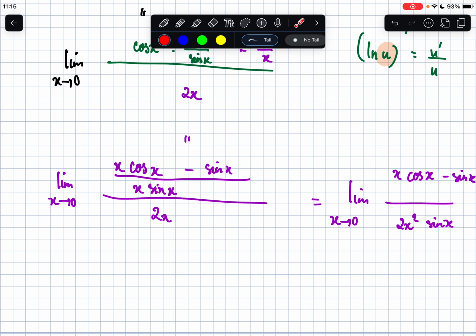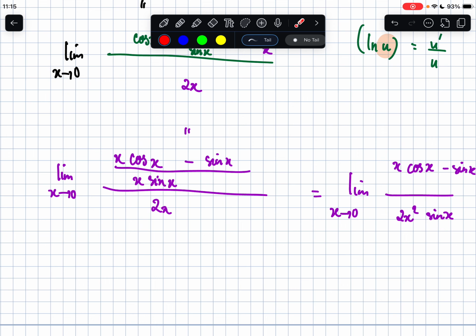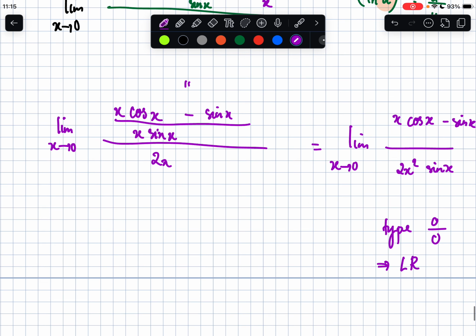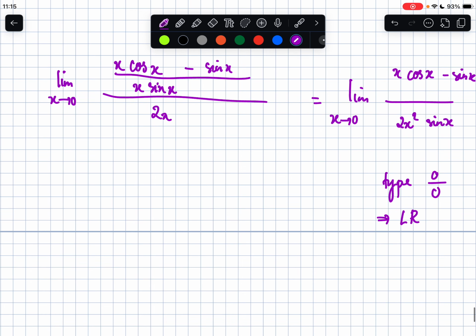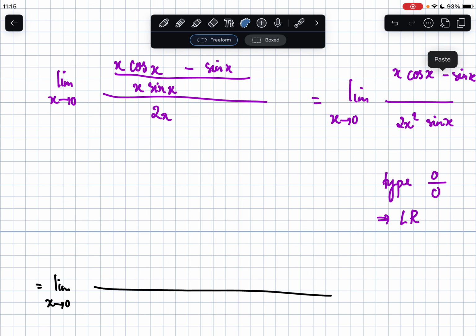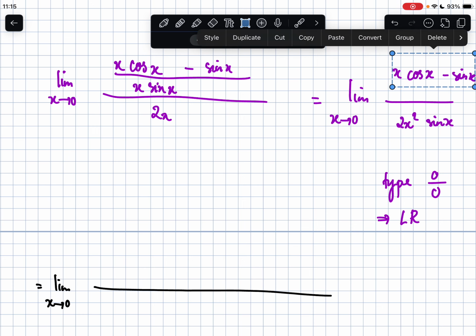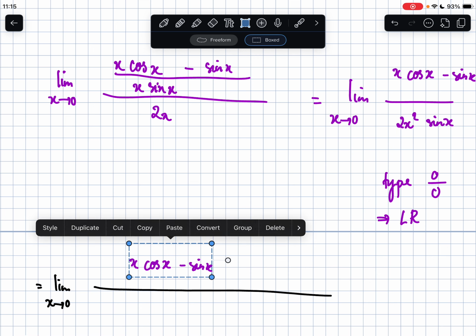Now let's see what type we have here. As x tends to 0, this is 0 times 1, right? Minus 0, over 0. Type 0 over 0. We use L'Hopital's rule again. So let's do that. Limit x to 0 of this term's derivative over this one's derivative.